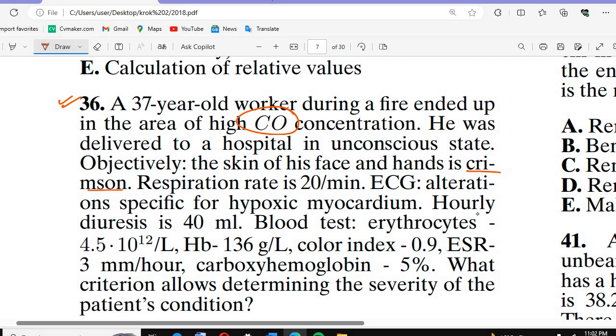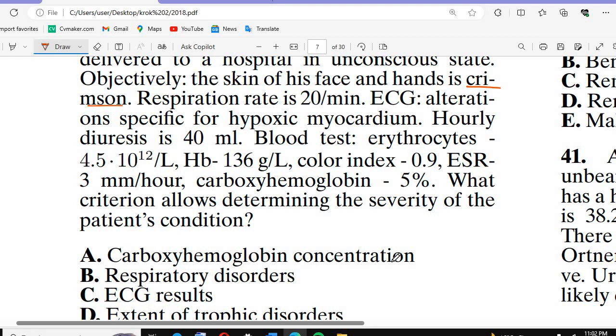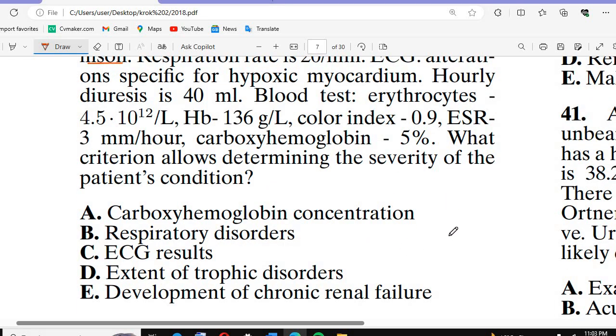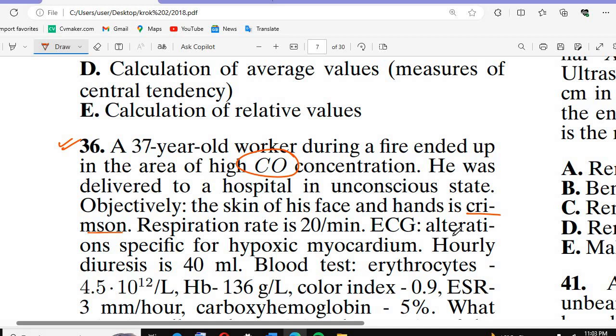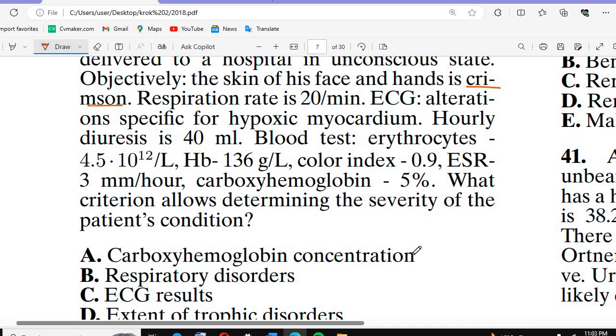Respiration rate is 20, ECG shows specific hypoxic myocardium. Hourly diuresis, the color index is this. Carboxyhemoglobin: what criteria allow determining the severity of the patient's condition? So this is high carbon monoxide concentration, which we will see due to carboxyhemoglobin. When hemoglobin combines with carbon monoxide, what will form? It will form carboxyhemoglobin.